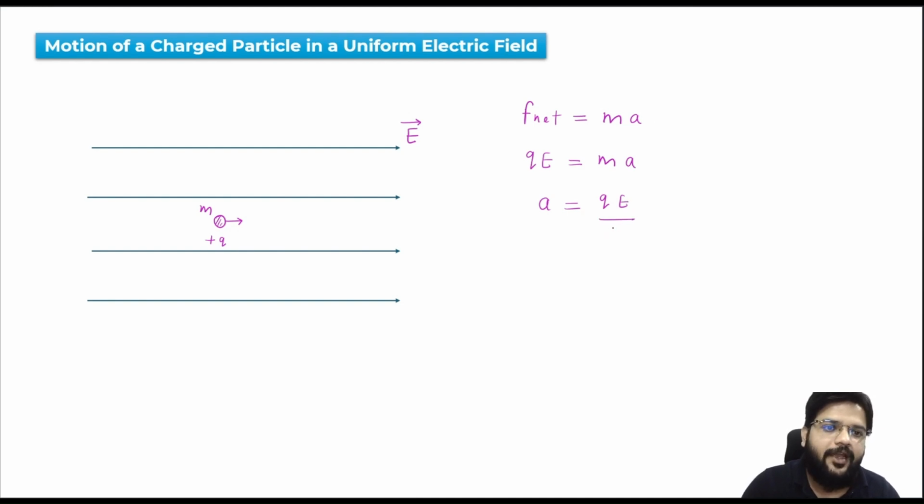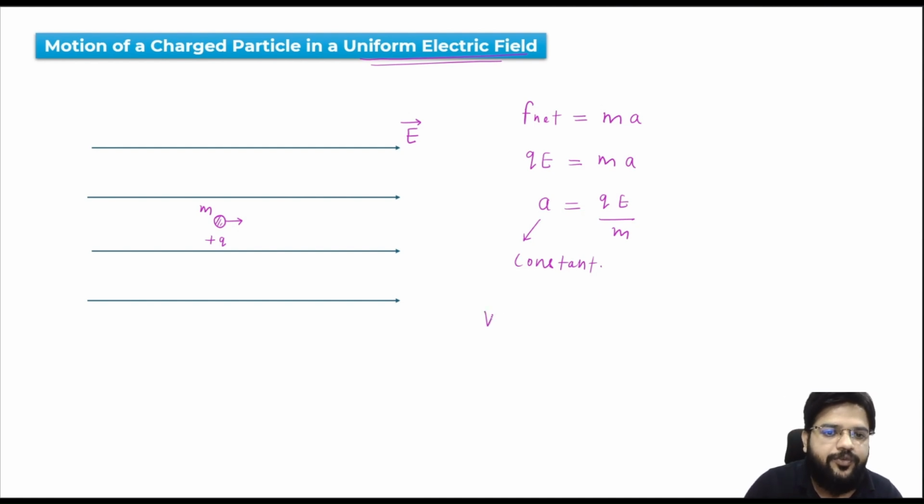It is qE by m, where q is the charge of the particle, E is the electric field, and m is the mass. Already we know that the electric field is constant here, and in this constant electric field we are putting this charged particle. So E is constant, charge is constant, and mass is also constant. So a is constant here, everyone. The acceleration of the particle is constant if we put this charged particle in a uniform electric field, correct?